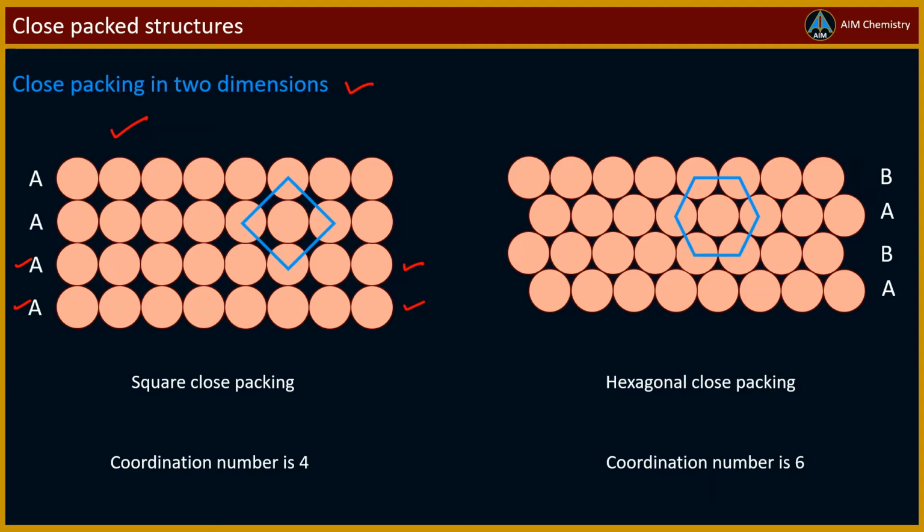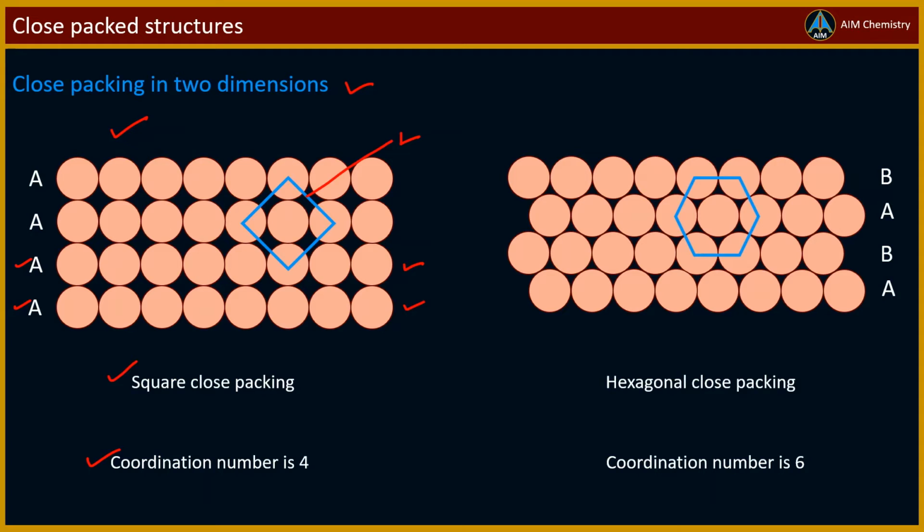In this arrangement, each sphere is in contact with 4 of its neighboring spheres. Thus, in this 2-dimensional close-packed arrangement, the coordination number is 4. If we join the centers of immediate neighboring spheres, we get a square. So this packing is called square close packing.